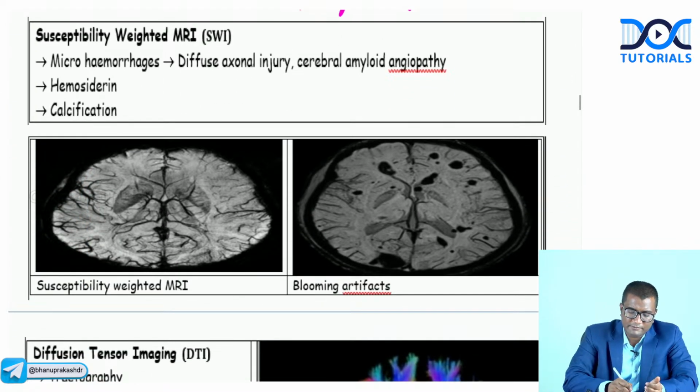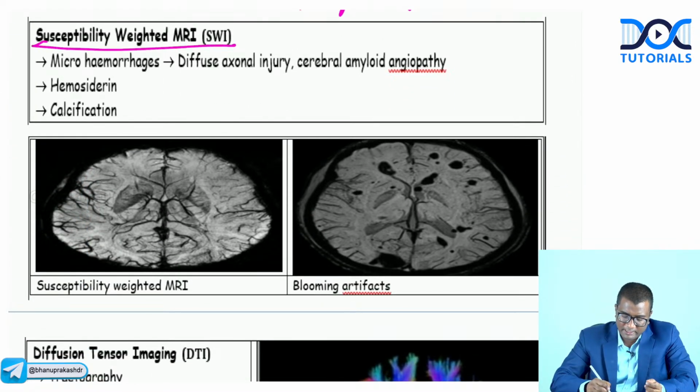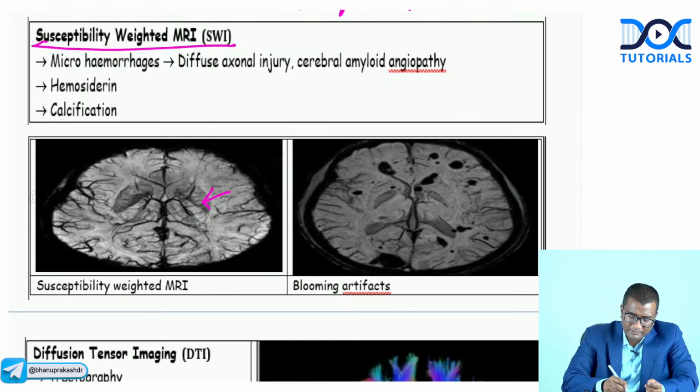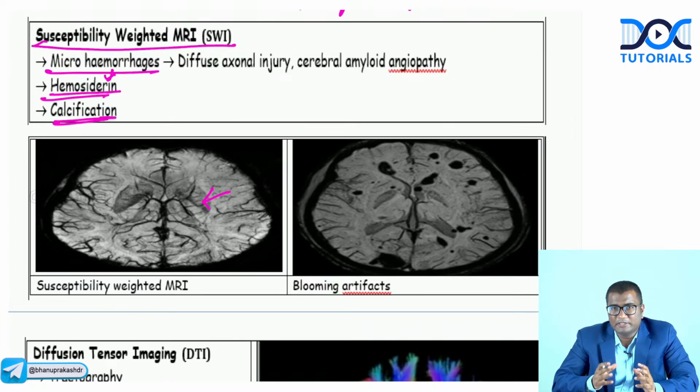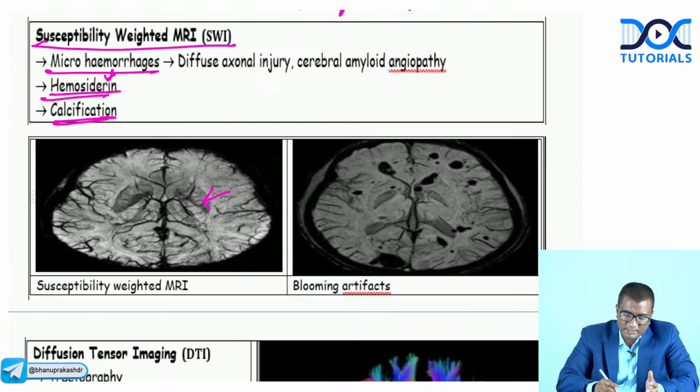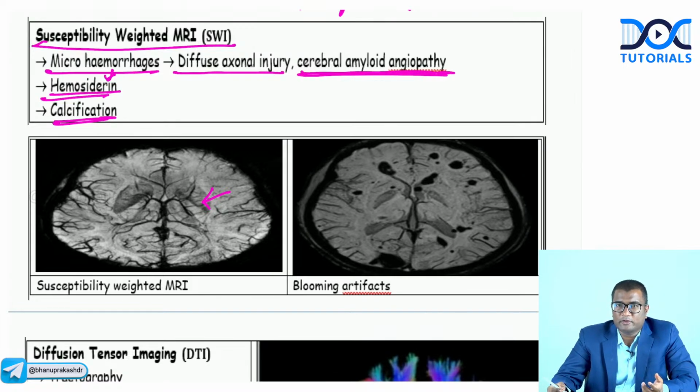The next sequence we have is susceptibility weighted imaging. The blood vessels will appear jet black in the susceptibility imaging. And this is mainly used for three things: microhemorrhages, hemorrhage that has become hemosiderin, and calcifications. Microhemorrhages, or petechial hemorrhages, can be seen in diffuse axonal injury. And in an elderly age group, vasculopathies like cerebral amyloid angiopathy can show you microhemorrhages.